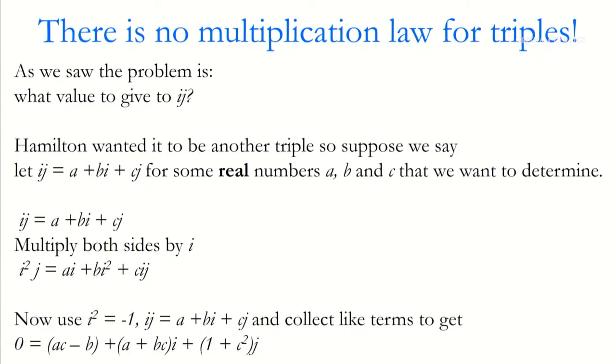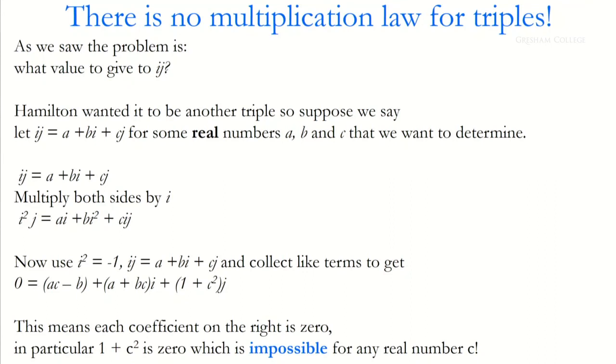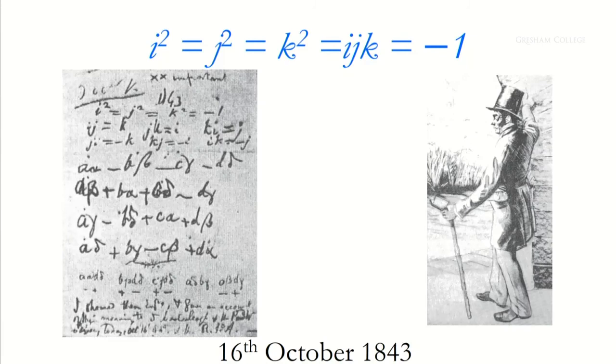In particular, 1 plus c squared has to be 0. But c is a real number, and for no real number is 1 plus c squared equal to 0. So it's rather strange that he spent over a decade trying to do the multiplication, and then one day he had the flash of inspiration. That's just the conclusion: the coefficient is 0, which is impossible for any real number c, and I put an exclamation mark there for it. Okay, so he had the flash of inspiration that resolved the problem.